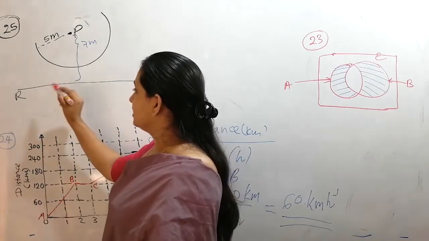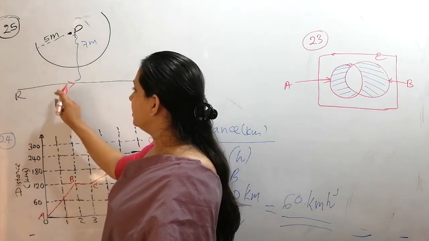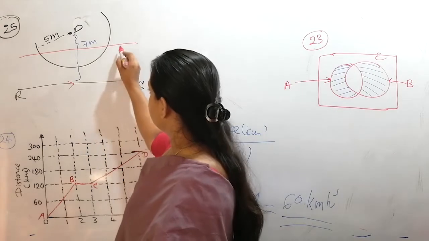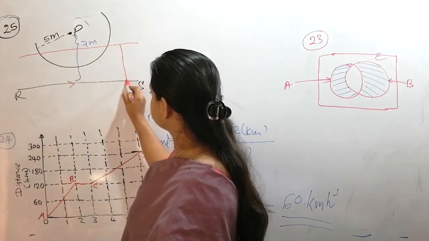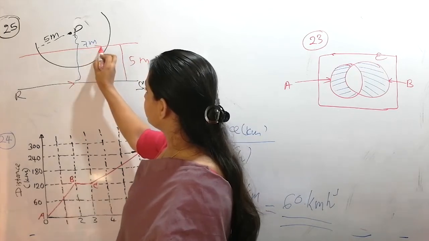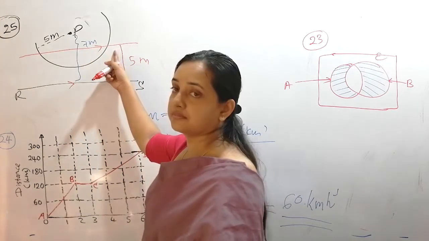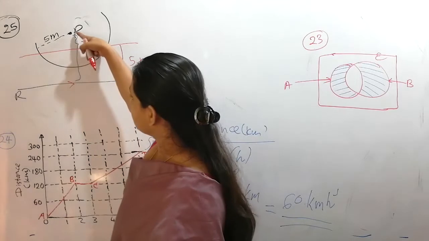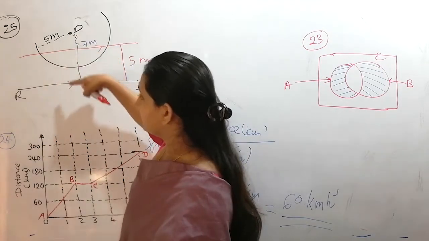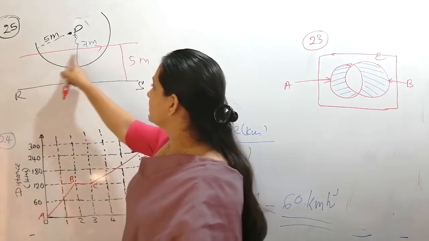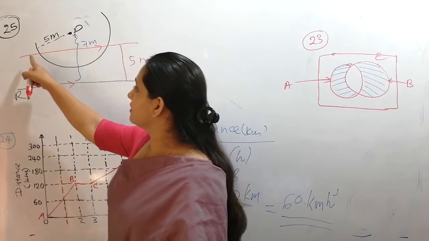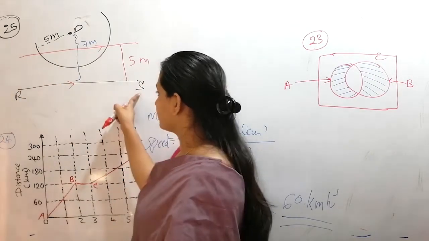You can see it is a parallel line to the RS line like this, and it should be 5 meters away from the RS line. Okay, this whole gap is 7 meters, and then 5 meters should be in between the line and P. And this is the line. Each point of this line is 5 meters away from RS.